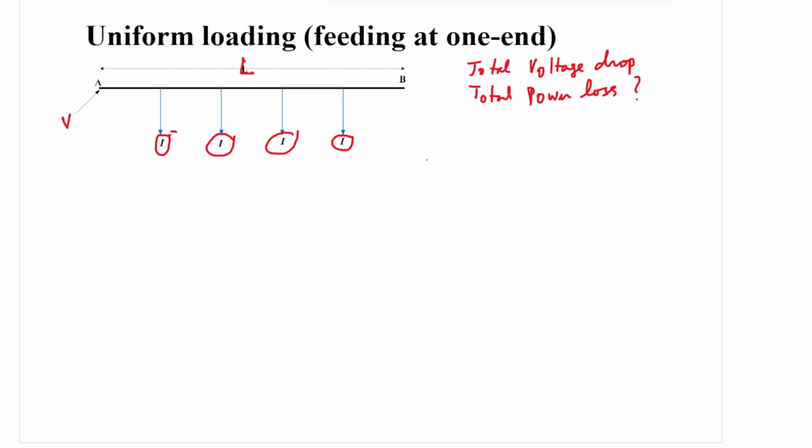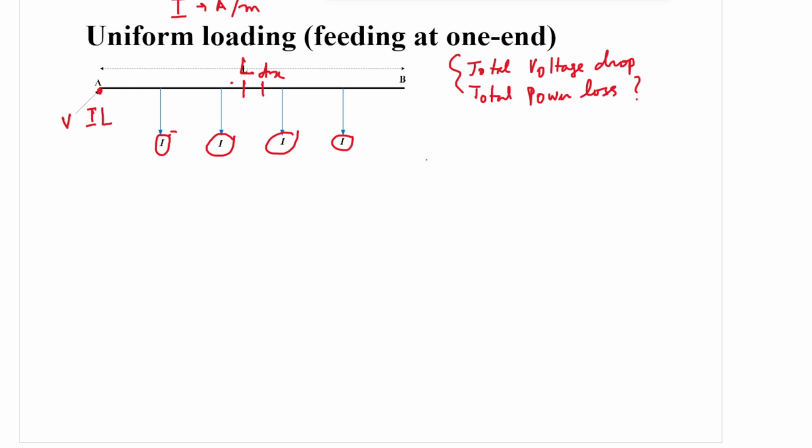That is our concern. So in order to do that, let us assume a small section of length dx. The total current feeding at this supply point should be I into L, because if along the length L the current is tapping I, this I essentially has unit ampere per meter. So essentially the total current becomes I into L.